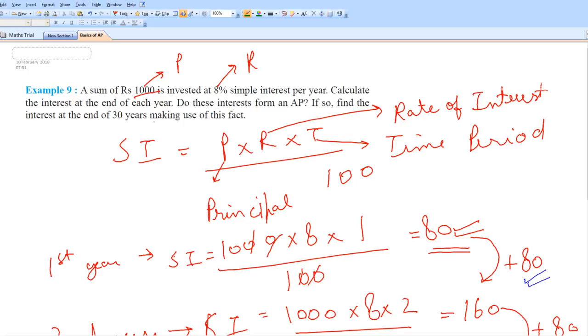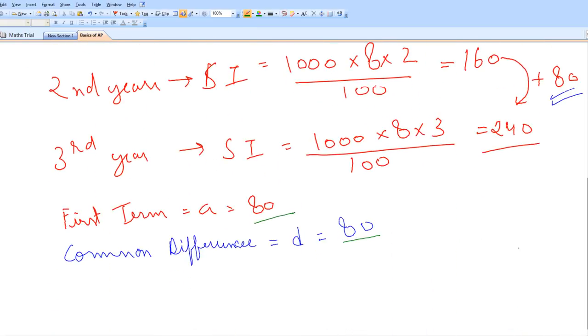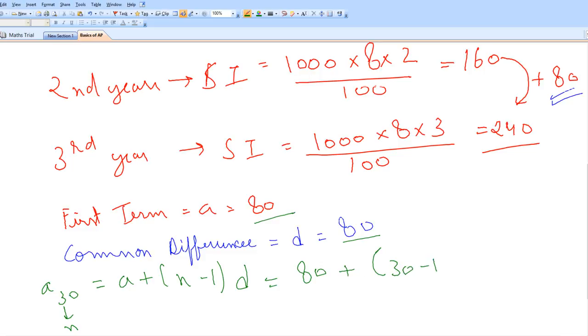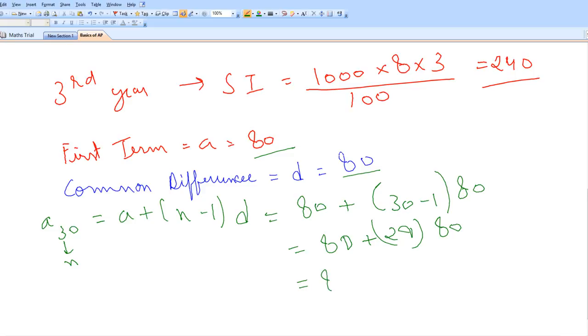Now the question asked me that if I know this is an AP, I know the basic terms of an AP, I have to find out the interest after 30 years, making use of this fact. So interest after 30 years will be my a_30 or the 30th term in this AP, where 30 is equal to n, the position of the term. So a_30 will be equal to a plus (n minus 1) into d, where n is equal to 30. So this will be equal to 80 plus (30 minus 1) into 80, and I'll get 80 plus 29 into 80. This will come out to be 80 plus 2320, and the answer will be 2400. So the interest after 30 years according to the AP we received will be equal to 2400.